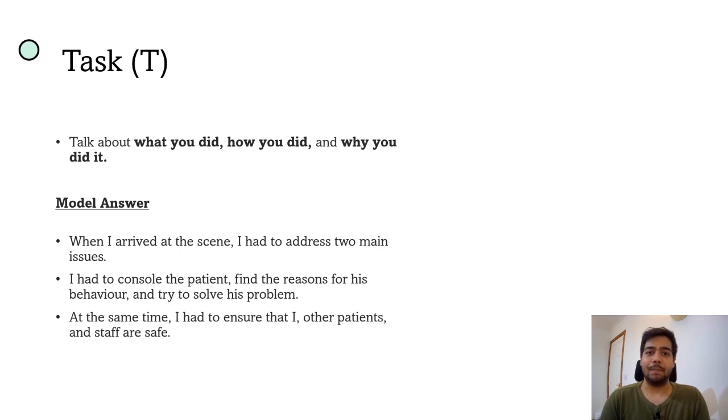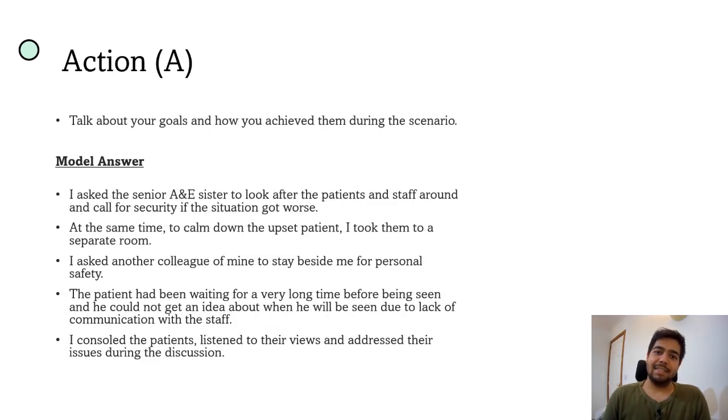The next part is the action part, and you'll talk about what goals did you aim to achieve and how you achieved them. So a model answer can be, I asked the senior A&E sister to look after the patients and staff around and call for security if the situation got worse. At the same time, I tried to calm the aggressive patient and I took them to a separate room.